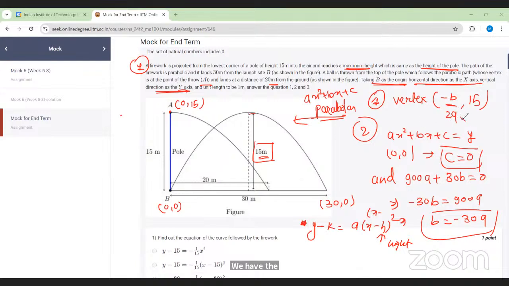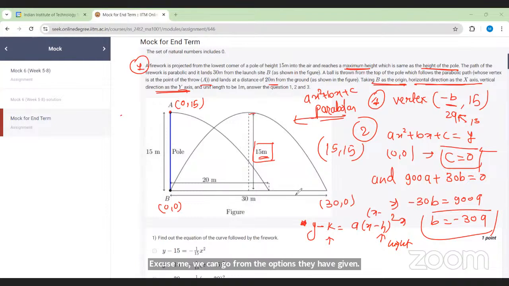Ma'am, then how do we find the value of A? We don't need the value of A here. Yeah, we need the value of A. So we have got the value of k. So the vertex is 15 comma 50. Okay, and the c coordinate is 0. Do we need to make another equation? We can go from the options they have given, so that we can get 15 comma 15 as the equation of this. Yeah, here also we can go via the options.